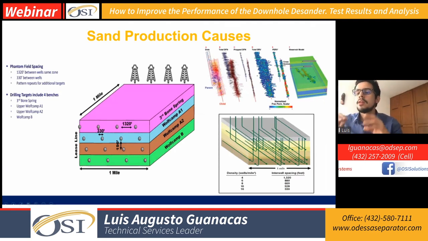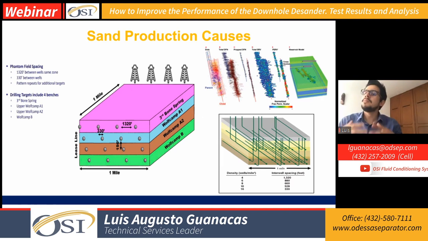If you see right here, we can check the density of wells per square mile. We can go from typically no severe density, which means 4 wells per square mile, and that means each well is spaced between 1320 feet and 1000 feet. And then we can have high density wells, which are around 16 wells drilled in the same square mile, and each well is spaced 330 feet.